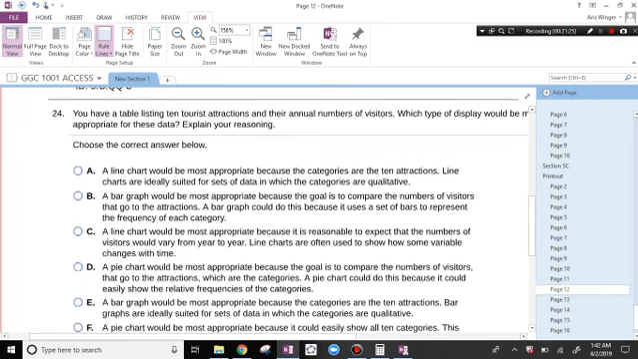You have a table listing 10 tourist attractions and their annual number of visitors. This seems perfect for a bar graph. A bar graph would be most appropriate because the goal is to compare the number of visitors that go to the attractions. A bar graph could do this because it uses a set of bars to represent the frequency of each category.